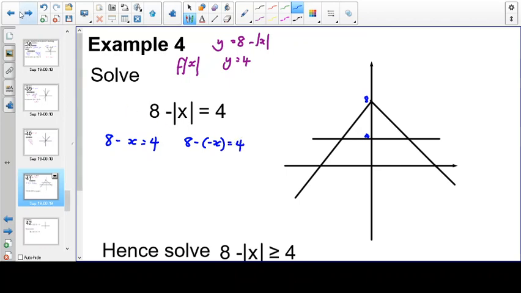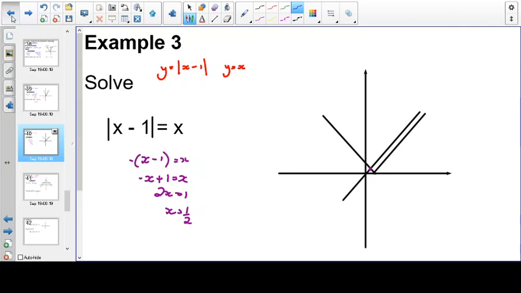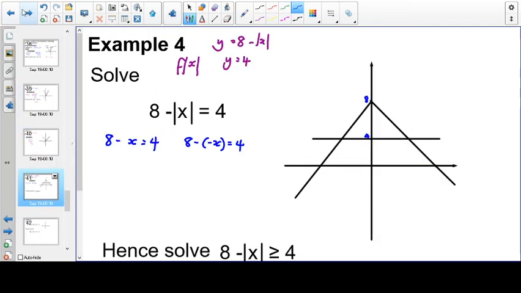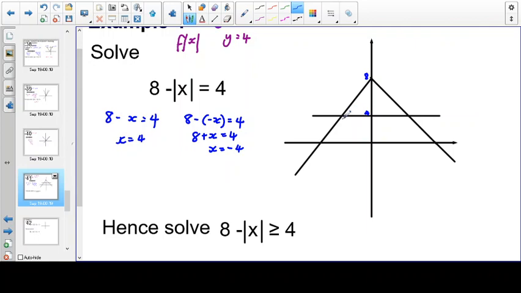Okay, so notice on every single one where there's a modulus, I'm solving the positive version of it and then the negative version of it. If it's the whole thing, it's the positive version of the whole thing and the negative version of the whole thing. This one, we've got the positive version of just the x and the negative version of just the x. This one's going to give x equals 4. This one's going to give x equals minus 4. Okay, so that's that point there, and that's that point there.